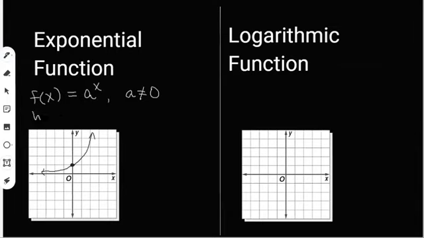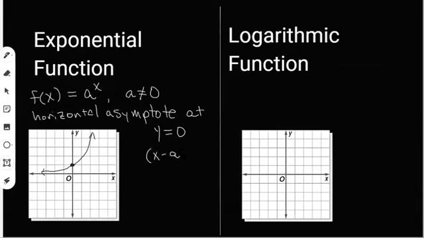It has a horizontal asymptote. It gets really close to the x-axis, but it actually never touches it. It has a horizontal asymptote at y equals 0. Let's just say that. It has a horizontal asymptote at y equals 0, also known as the x-axis.